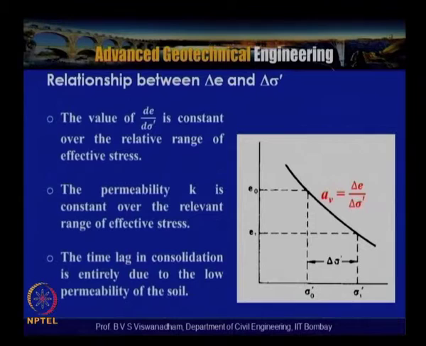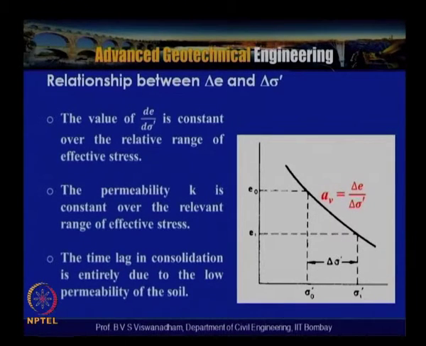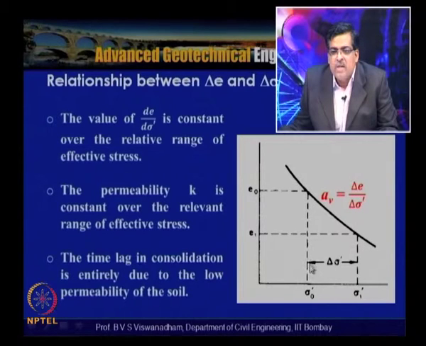Here the value of de by d sigma dash is the change in void ratio with change in effective stress. Initially you have a void ratio e naught at sigma naught dash. The moment delta sigma is applied, sigma 1 dash is nothing but sigma naught dash plus delta sigma. Because of the increase in effective stress in the soil, there is a reduction in the void ratio from e naught to e1. So e naught minus e1 is nothing but de or delta e.